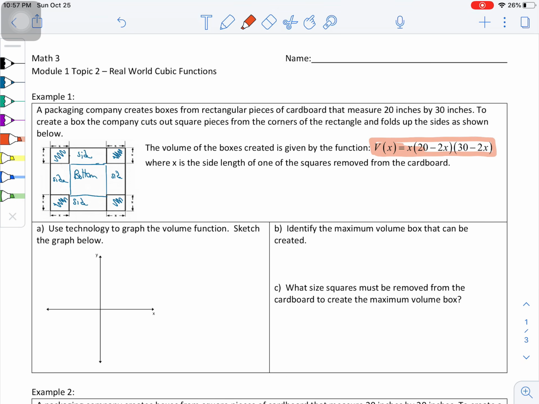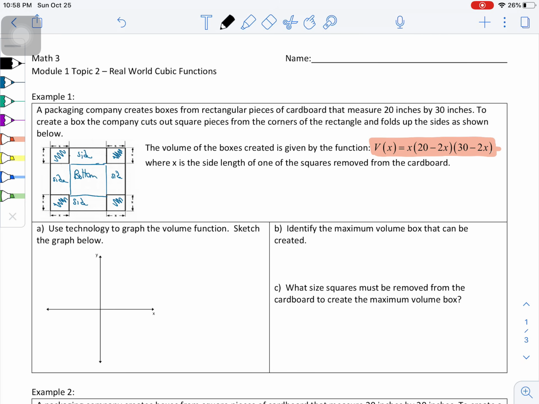You do not need to create it, but basically what's happening is we have x, which would be the little square that we're cutting out of the box. So we've got the height of x, and then we have a length and a width. So we have the 20 inches and we remove 2x because there are 2 little squares being cut out. And then we have 30 inches and we're removing 2x, because again, 2 squares are being cut out. So if we take length times width times height, we get this function, which gives us a volume.